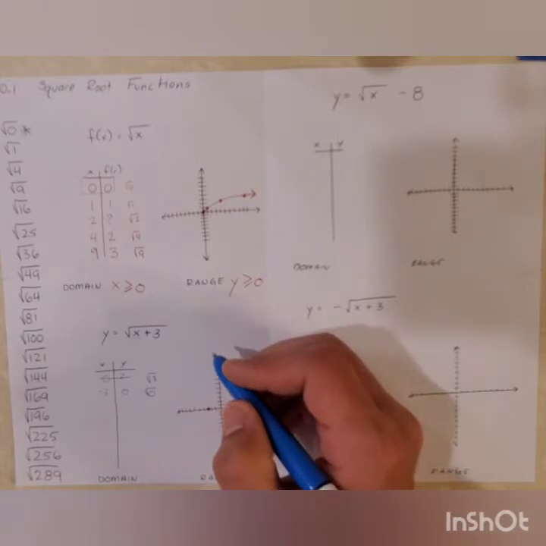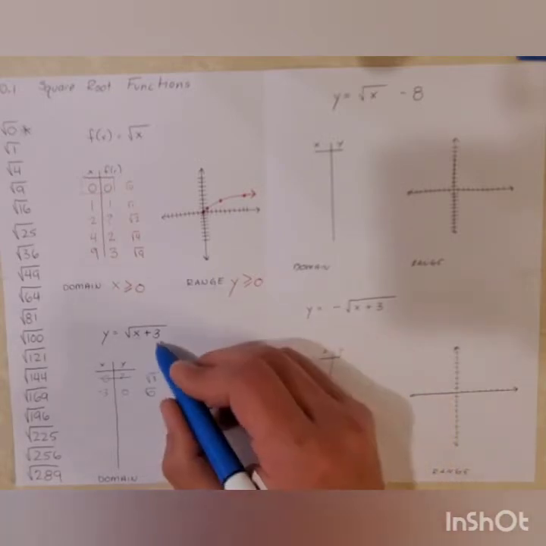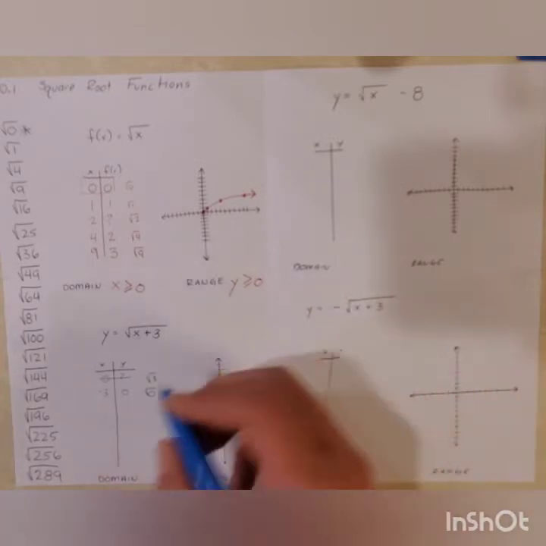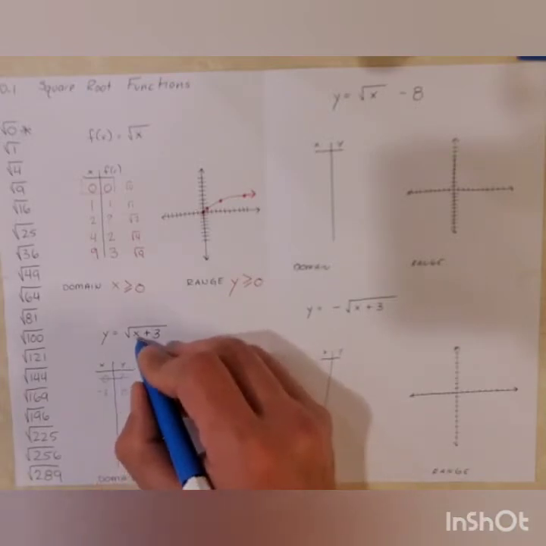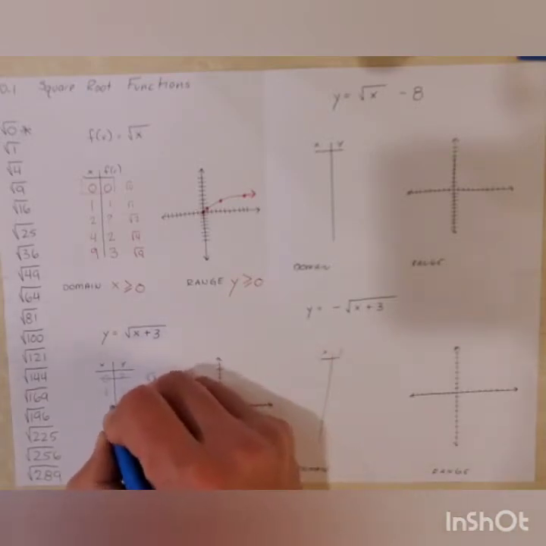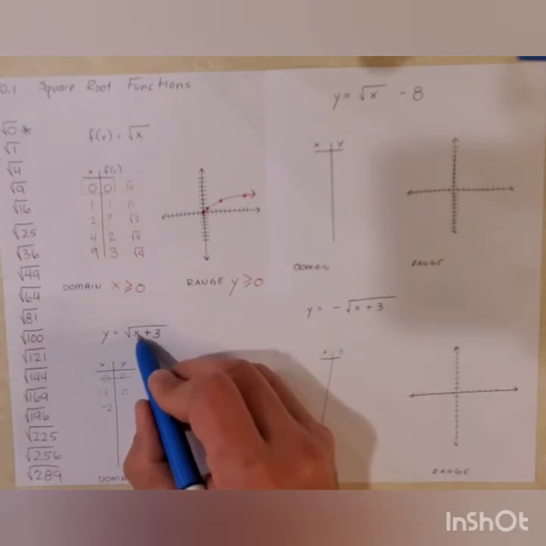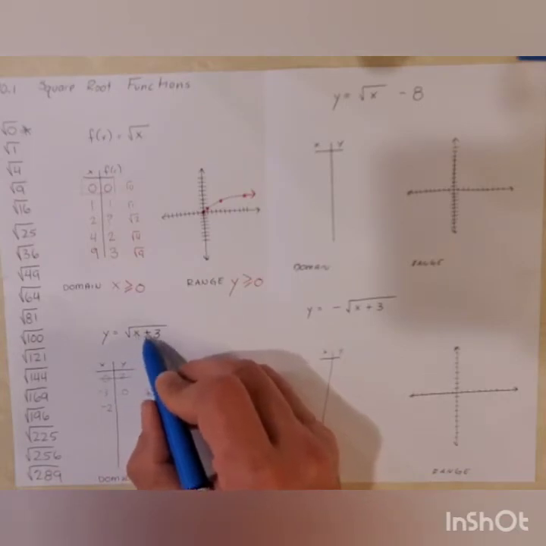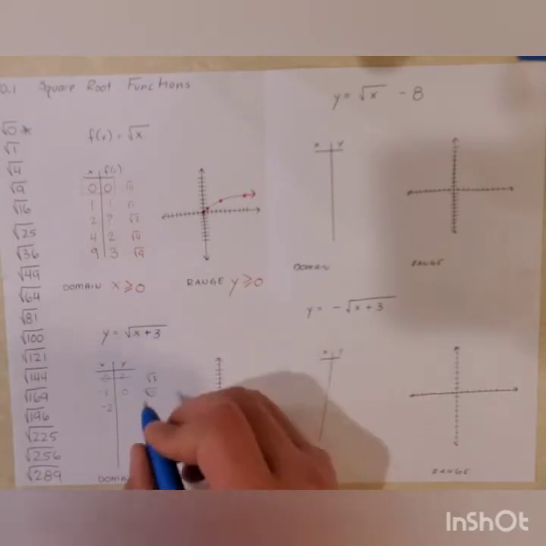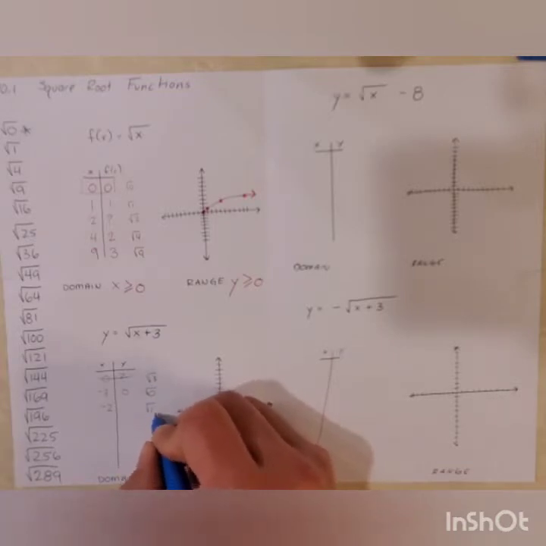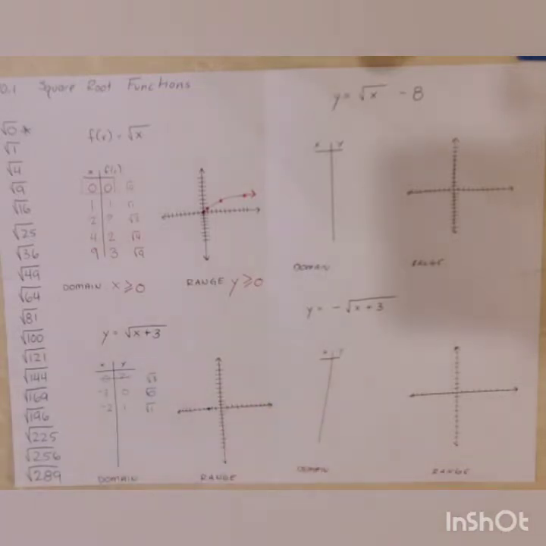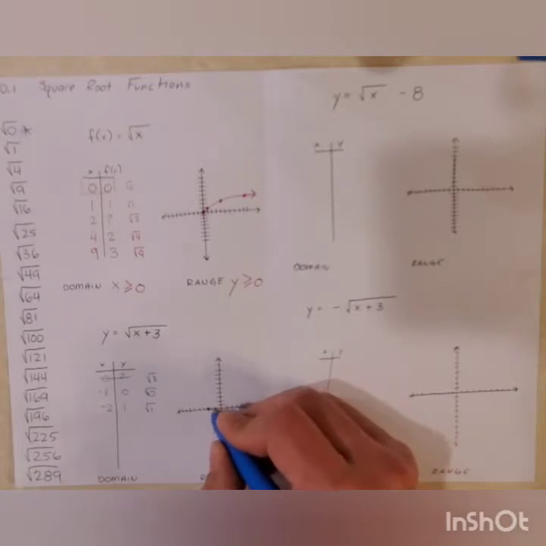Once again, you can solve a little equation for that: x plus 3 equals 1, do the math. But a lot of you are quick enough to realize, oh, negative 2. If I plug a negative 2 in here, negative 2 plus 3 is 1. That gives me the square root of 1, and the square root of 1 is 1. I now have the point negative 2, 1.